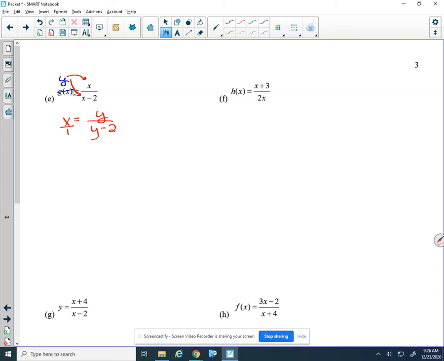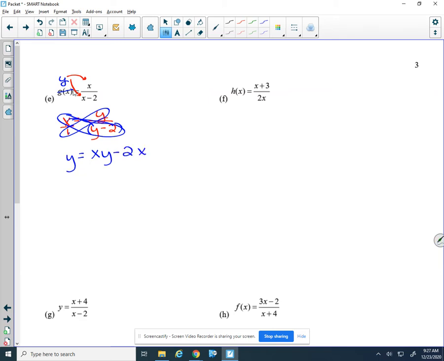Now, since I just have one fraction equal to another fraction, I can cross multiply here. So I'm going to multiply the x times the y minus 2 and the 1 times the y. I'm going to circle those just to show that. So 1 times y is y. Here I'll end up having to distribute, so I get xy minus 2x.